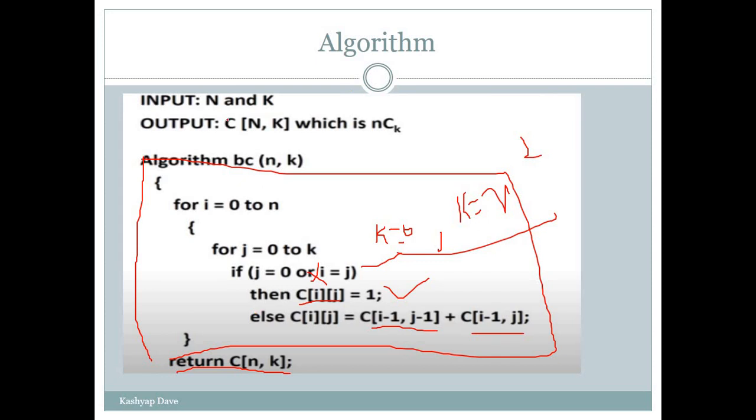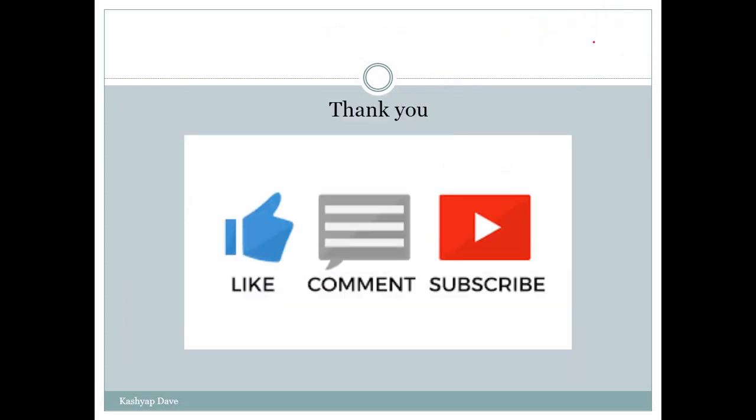From this algorithm you can clearly see that we are dependent on the values of n and k. So the time complexity of this algorithm, omega or theta, we can say is in the order of n into k. It is totally dependent on n and k. Okay, so this is it for the binomial coefficient.